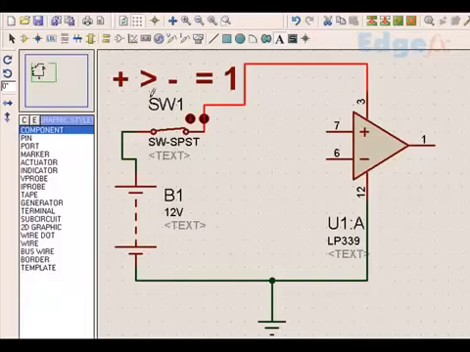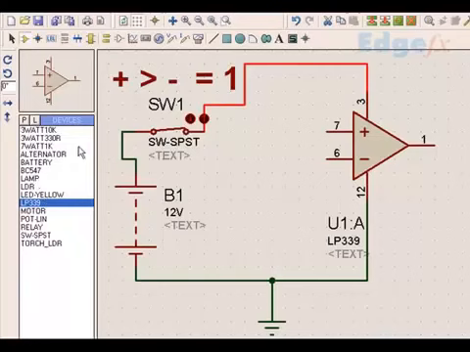What is a comparator? Let's call this the non-inverting input and this the inverting input. Since this is denoted by plus and this by minus, for convenience let me call them plus and minus. The rule for the comparator is that when plus is more than minus, the output is equal to 1. 1 means the supply voltage. If the supply voltage is 12 volts, that means the pin number 3 I have given 12 volts here. So 1 in the output means 12.